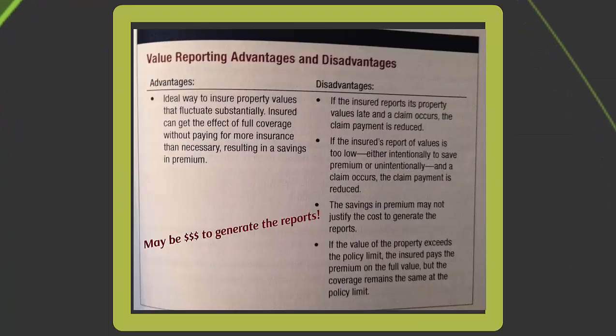This is an excerpt from the textbook which explains value reporting form advantages and disadvantages. One of the primary disadvantages is that the cost to generate and maintain the reports with accurate property values can be very high for the business. But if the value of the property exceeds the policy limit, the insured may not have enough coverage, so it's important that they maintain accurate values.